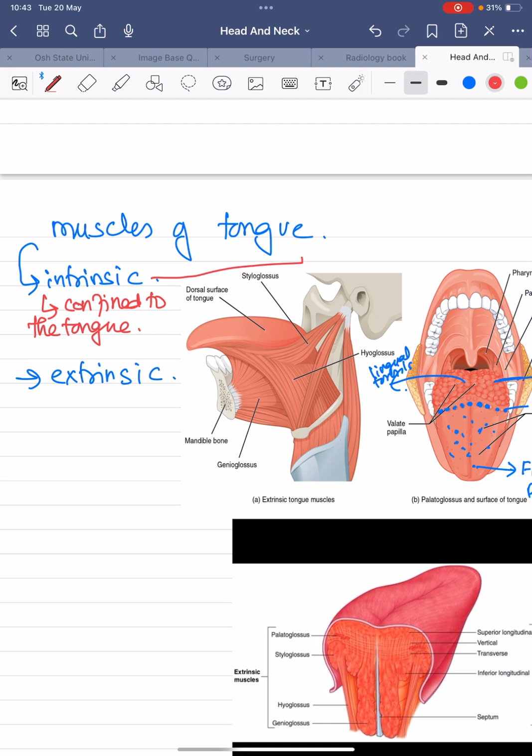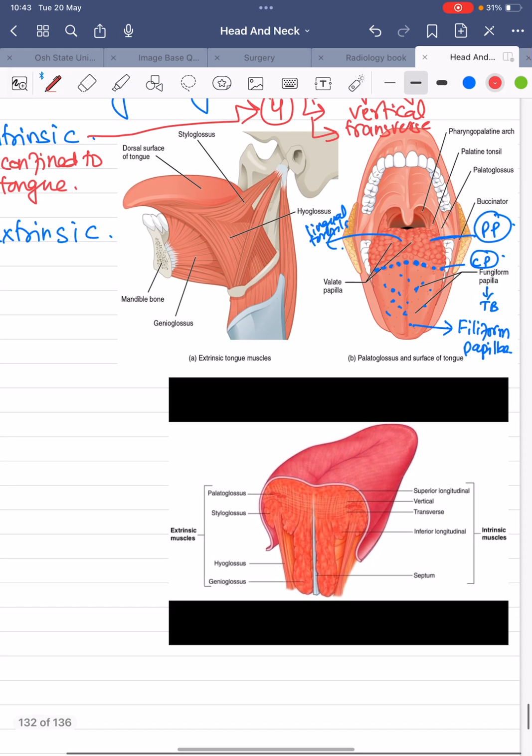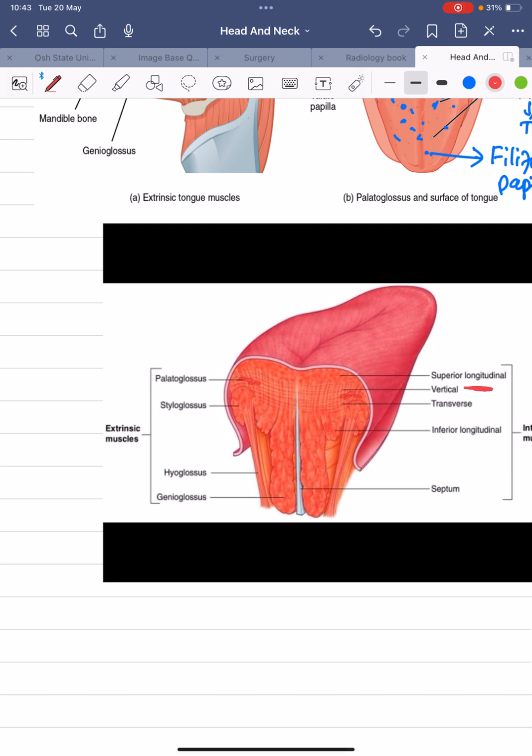So what are the intrinsic muscles? They are 4 in number: superior longitudinal muscle, inferior longitudinal muscle, vertical muscle, and the transverse muscle. Okay, see the diagram. See here, superior longitudinal muscle, vertical muscle, transverse muscle, and inferior. It will be present on this side also and on this side also.